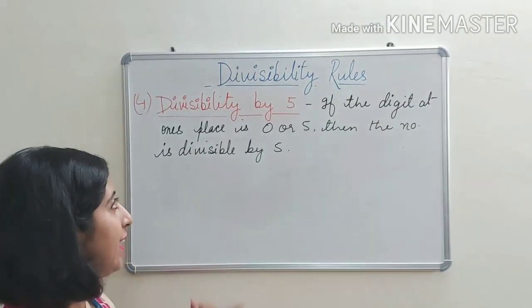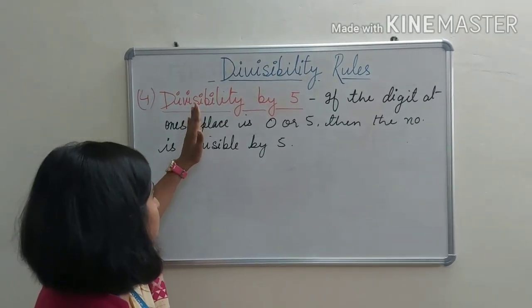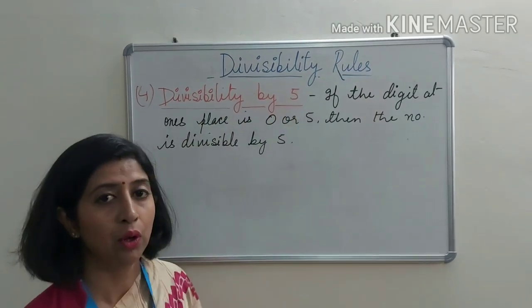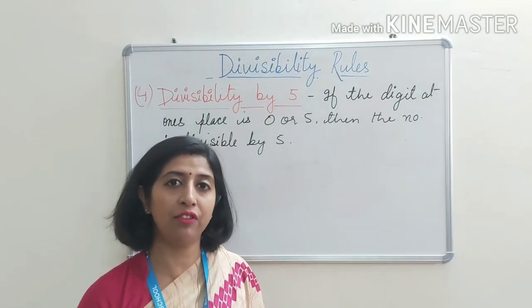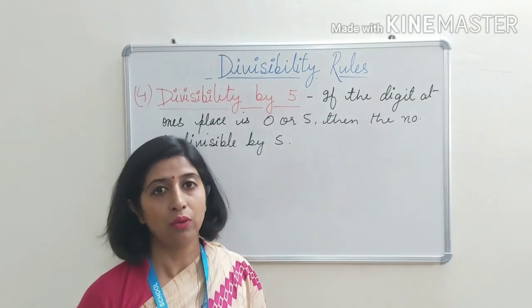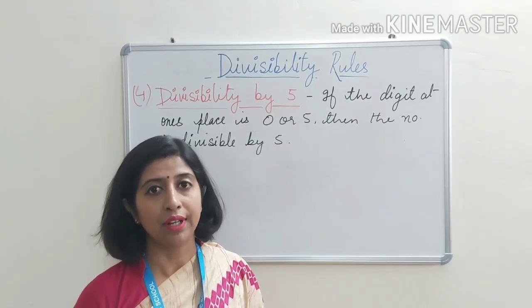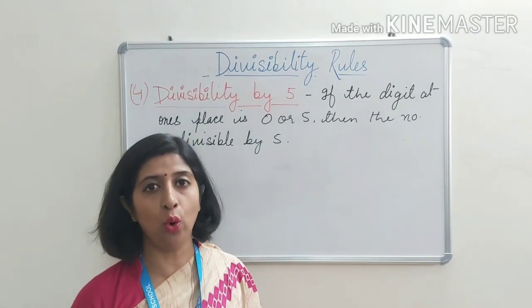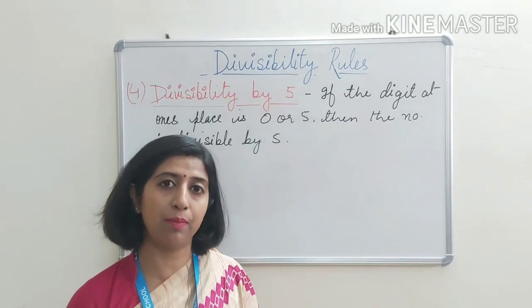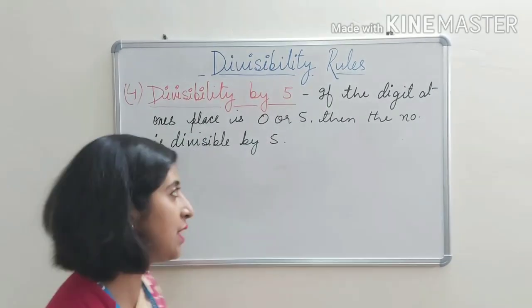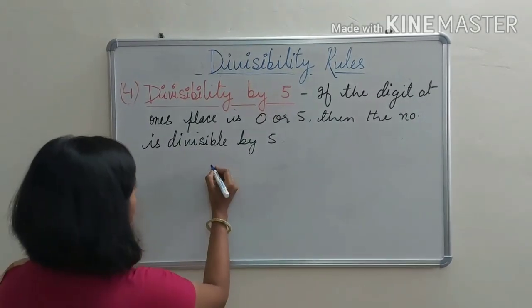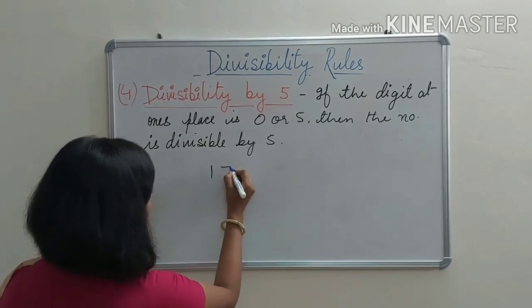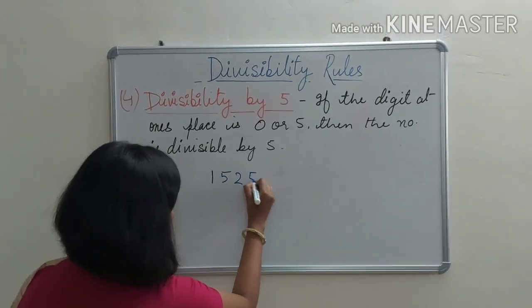Move to the next divisibility rule, which is divisibility by 5. We all are very much familiar with this divisibility rule. We all know that if any number ends with 0 or 5, then the number is divisible by 5. For example, I'm taking here 1525.